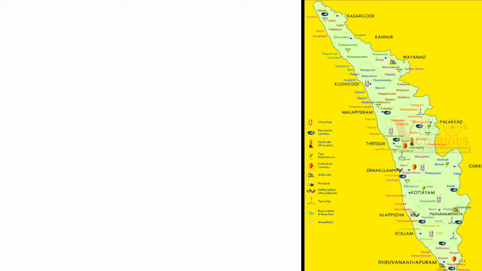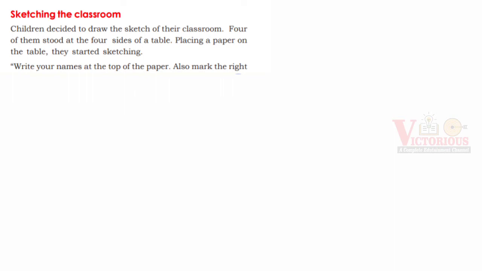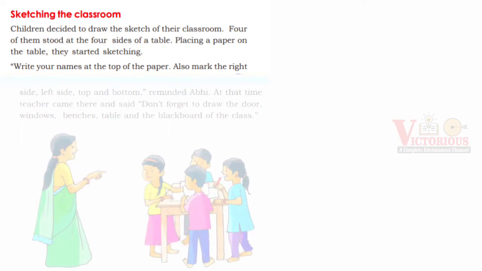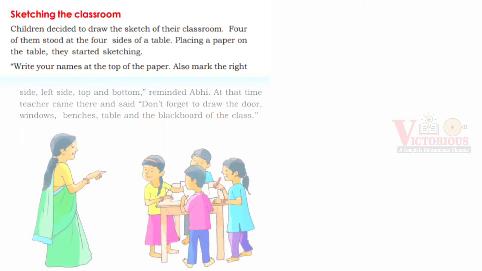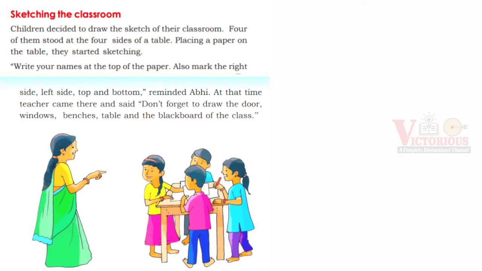Okay, then look at the textbook. Sketching the classroom. Children decided to draw the sketch of their classroom. Four of them stood at the four sides of a table. Placing a paper on the table, they started sketching. Write your names at the top of the paper. Also mark the right side, left side, top and bottom, reminded Abhi. At that time, teacher came there and said, don't forget to draw the door, windows, benches, tables and the blackboard of the class.